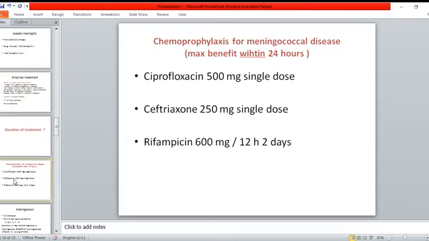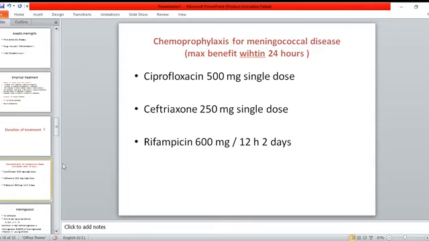So for a young patient, 16, 15, so below 18, we give here a single dose of ceftriaxone. Ceftriaxone single dose usually is a good option for the chemoprophylaxis in patients with meningococcal meningitis. The option of rifampicin is an attractive option, especially in the pediatric age. Of course, you have to avoid rifampicin in pregnancy.